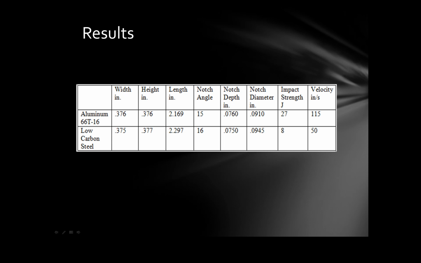One way to fix that problem would be to include at least 3 trials for each specimen with the impact tester if the lab were to be repeated. The impact strength for the aluminum was 27 joules and the low carbon steel had a value of 8 joules.